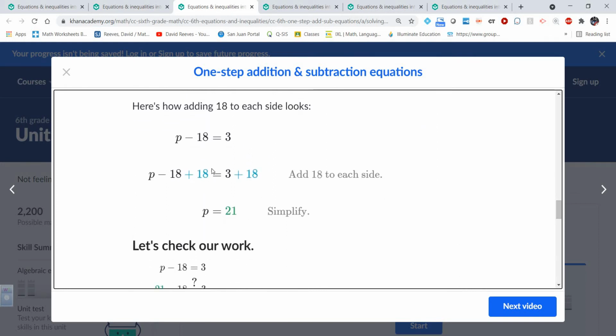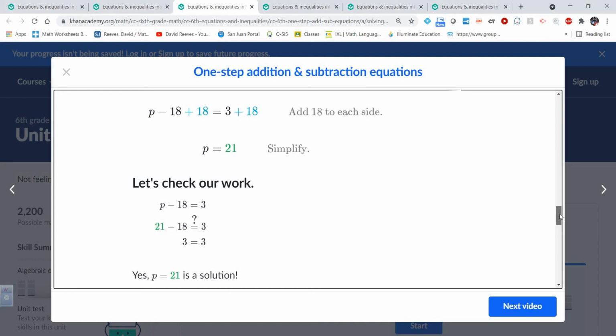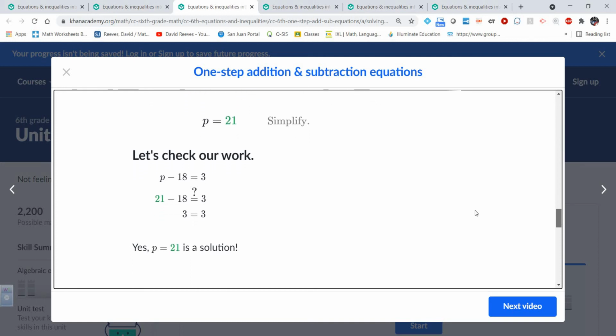So we add 18, but remember, whatever you do to the left side, you have to do the right side to keep that equation true and balanced. And what do we get? We get minus 18 plus 18, that part is 0. We get p by itself. 3 plus 18 is 21. P is equal to 21. And of course, we're going to check our work.